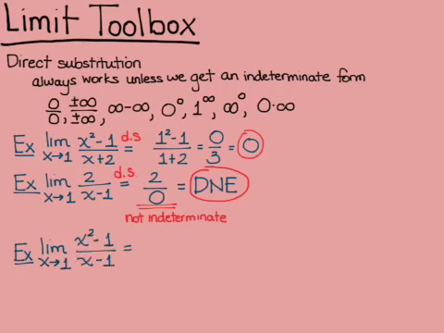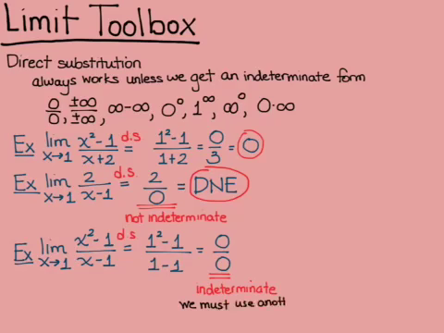For another example, let's look at the limit as x goes to 1 of x squared minus 1 over x minus 1. Again, we try direct substitution, and we get 1 squared minus 1 over 1 minus 1, which is 0 over 0. Notice that this is one of our indeterminate forms. Therefore, we're going to need to use another tool before we can stop and say we have an answer. So now let's start finding some other techniques.